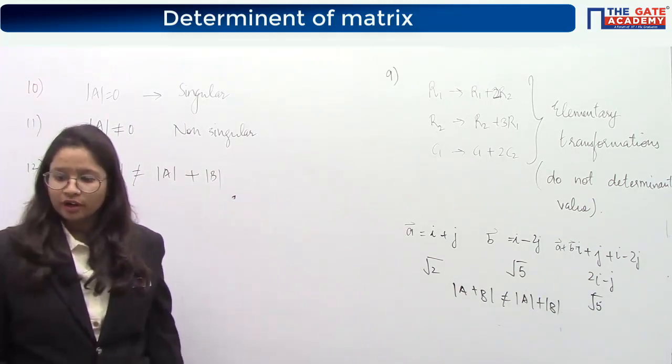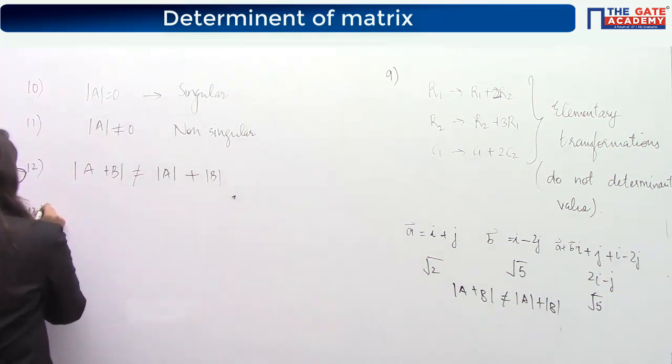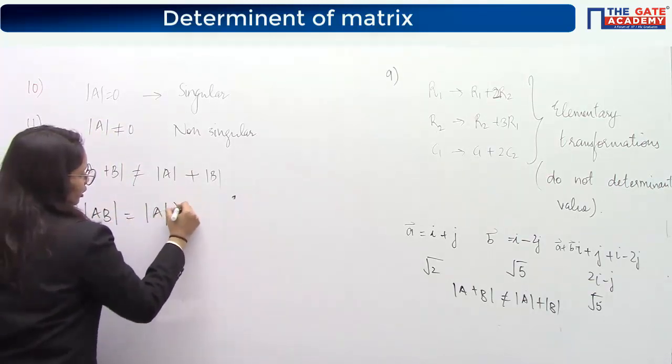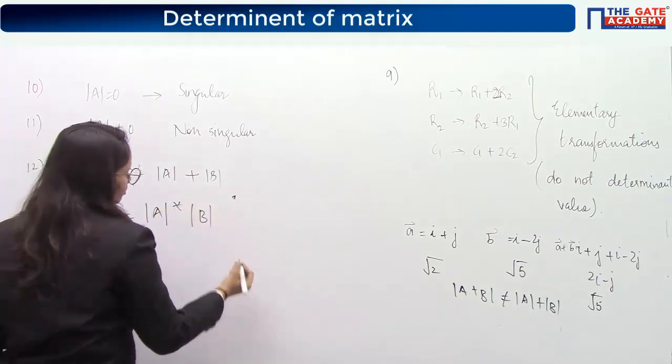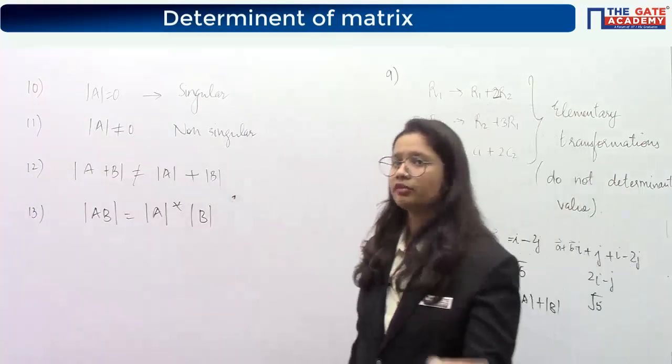But this is true for the multiplication. Multiplication means that the determinant of AB can be written as the determinant of A into the determinant of B. This is true for the multiplication of two matrices, but not for the addition of two matrices.